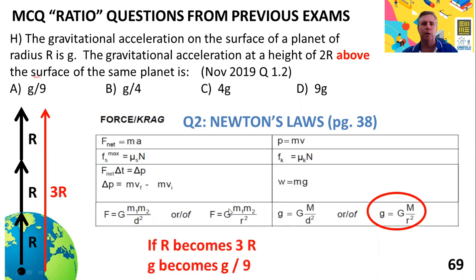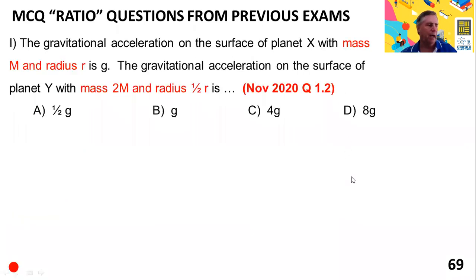So the correct answer there is answer A. If you said g over 4, you didn't read the question, and you were reading a height of 2r as if it was from the center of the planet, but it does say above the surface of the same planet. So please read these questions carefully. They can be tricky.